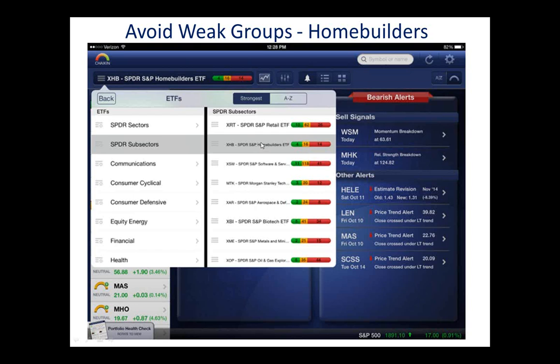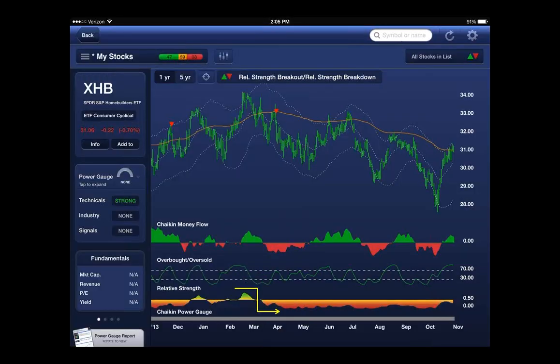And anytime you're looking at a list in Chaikin, we give you what we call the power bar, showing you how many bearish, 14, neutral, 16, and bullish, 4 stocks there are in that group. So in this ETF, the home builders ETF, there are 14 bears and only 4 bulls, so that's a relatively weak group. The next slide I would then go to is the home builder ETF.